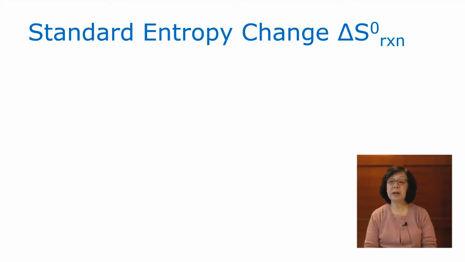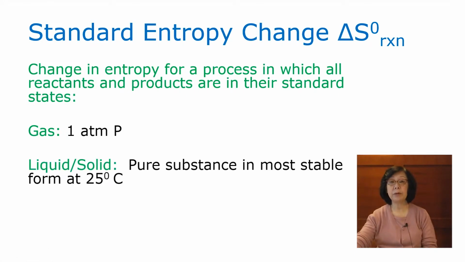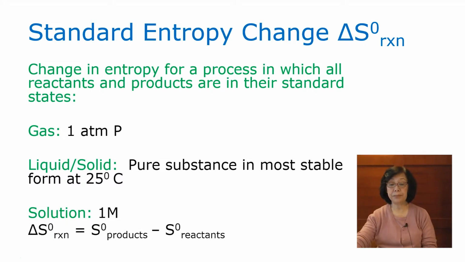Now, we use this ΔS°rxn to represent standard entropy change. That means the change in entropy for a process in which all the reactants and products are in their standard states. For gas, it's 1 atmosphere pressure. For liquid and solid, in their pure form. And for solution, it's 1 molar. Remembering that entropy is a state function, so it's final minus initial, or the entropy of the products minus that of the reactants at standard states.